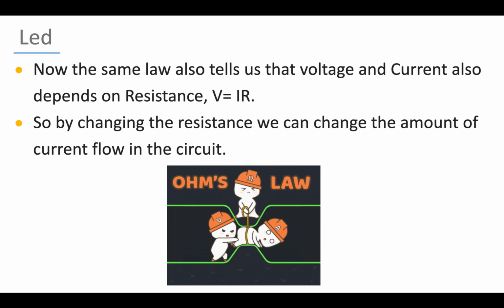Now, this same law also tells us that voltage and current depend on resistance, as V is equal to IR. So by changing the resistance, we can change the amount of current flow in the circuit. Here I have shown you a simple demonstration of Ohm's law, and as you can see, V is the potential difference which makes the current flow through the circuit, and resistance always tries to block its path. So by using resistance, we can change the flow of current according to our needs.